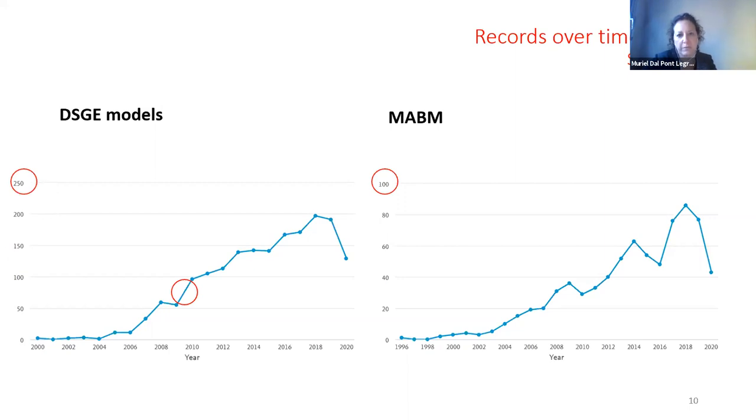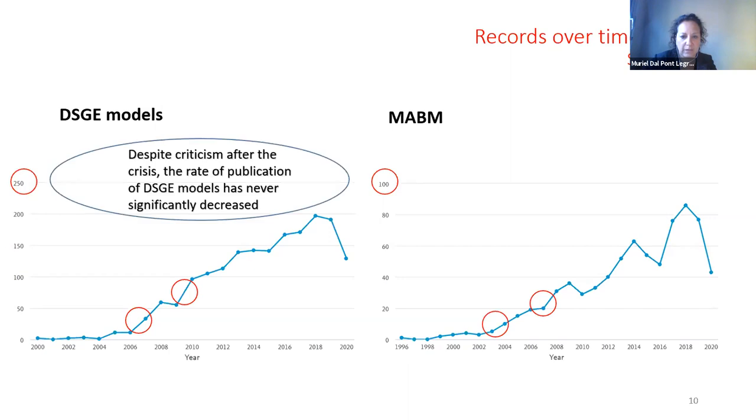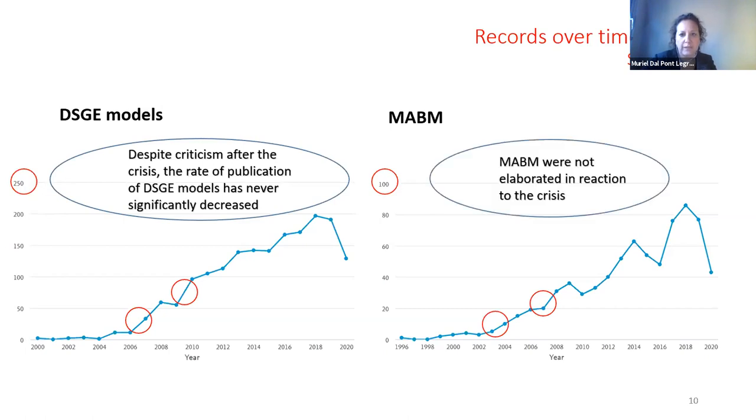This is clear. And this perhaps can explain a little bit the volatility in the number of publications. You can see that in both cases, people started to work intensively before the crisis, having worked before at a smaller scale. So you cannot imagine that those models were developed just in reaction to the crisis. And you cannot imagine either, as we will see later, that they were developed in reaction to each other. So despite the criticism after the crisis, the rate of publication of DSGE models has never significantly decreased. Rather the contrary, it has increased.